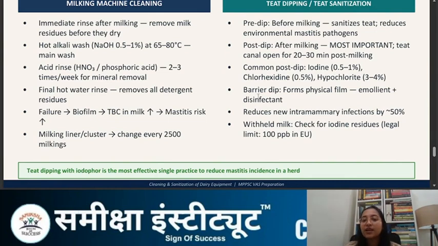These are iodophores. Then a barrier dip should be there, a physical film, emollient, disinfectant should be used. Then intramammary infections will be reduced if we ensure that teat dipping and teat sanitization is being carried out, both pre-dip and post-dip. Then it should be checked for iodine residue because we should ensure that iodine should not come out alongside the milk. Then teat dipping with iodophore is the most effective single practice to reduce mastitis incidence in a herd. We are talking about the large commercial herds.